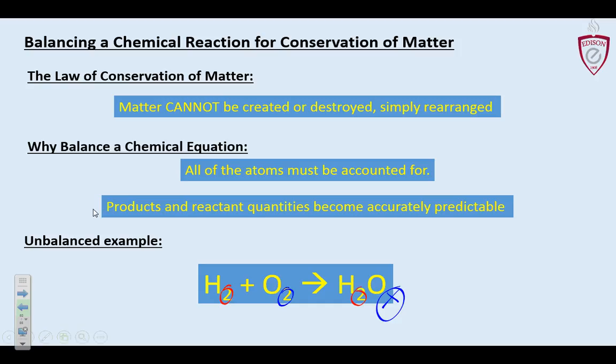This reaction says I take two hydrogen atoms, combine them with two oxygen atoms, and it makes a molecule that contains two hydrogens and one oxygen. So an oxygen atom is missing, and according to the law of conservation of matter, that cannot happen. Where did it go? That's my point. We have to balance this. That's why it's an unbalanced example. This is what we're doing.